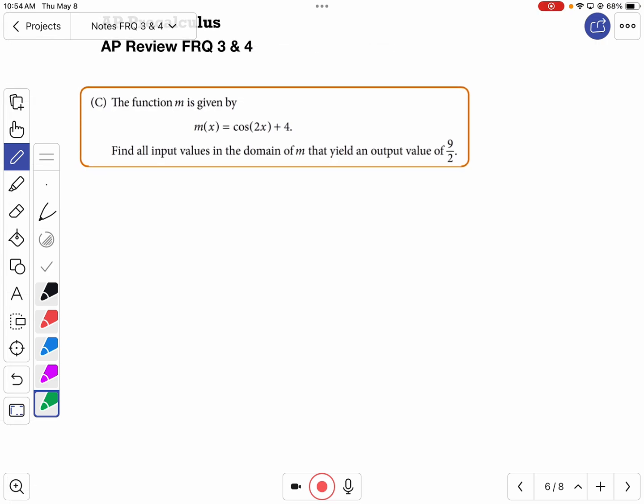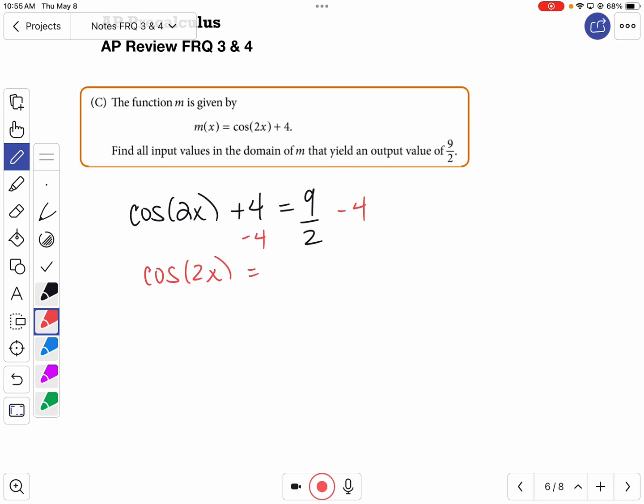So m of x is equal to cosine of 2x plus 4. We want to find all input values in the domain of m that yield an output value of 9 over 2. In other words, solve for x. They just want to use big words. Solve for x, that's what it means. So we're going to take cosine of 2x and then plus 4, set it equal to 9 over 2. Well, that doesn't seem too terrible. Because there's just one trig function, if I can get that trig function alone, then maybe I can use my unit circle. So let's subtract 4.